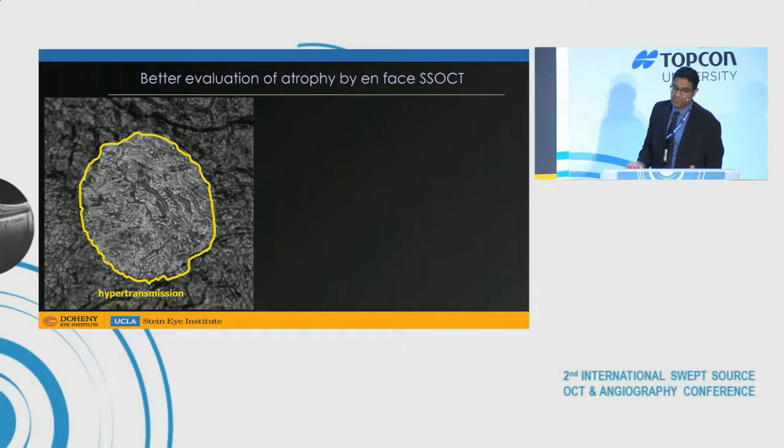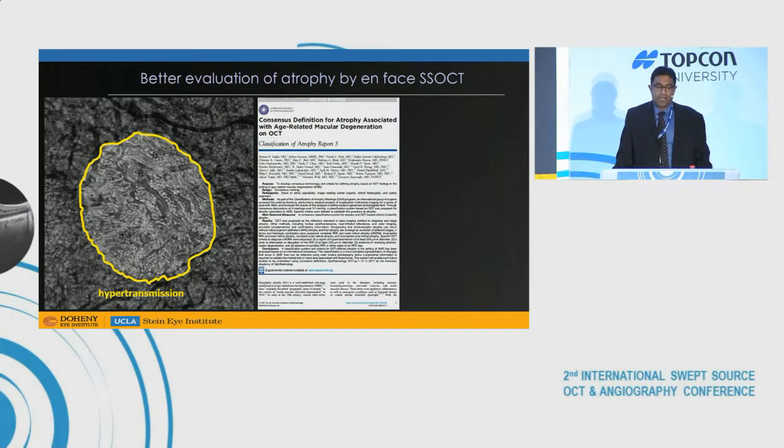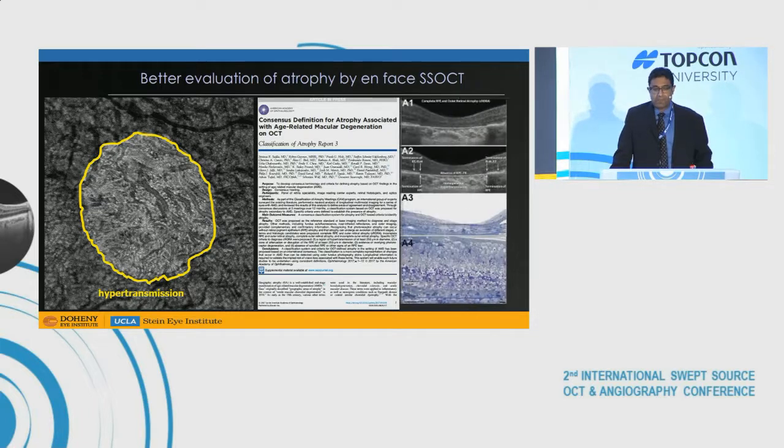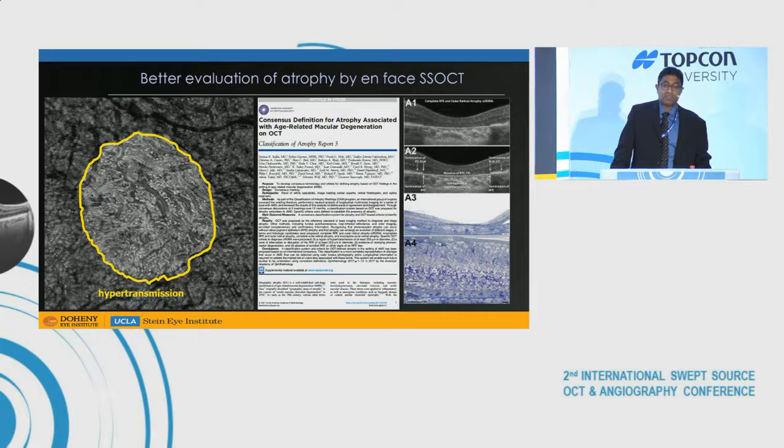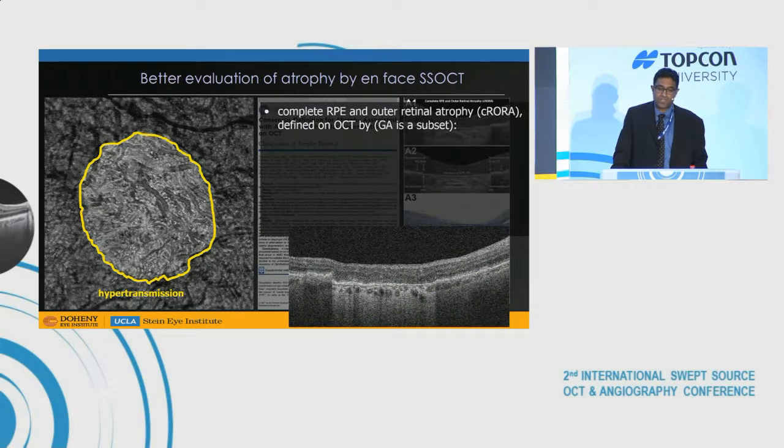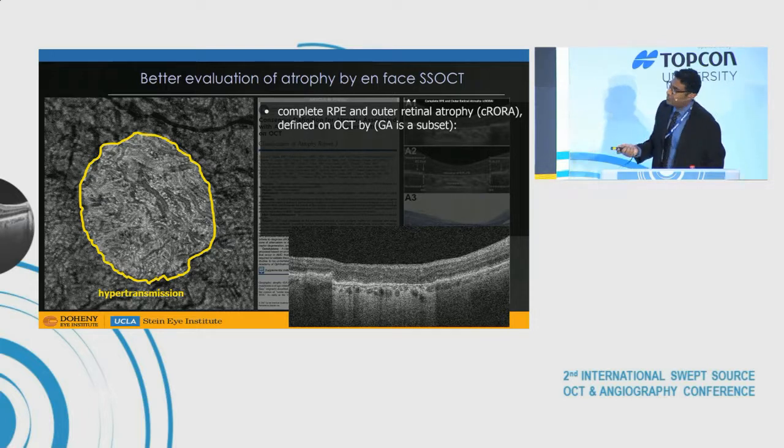We call this hypertransmission. And recently, the CAM group, which Ramin and Rick and others are part of, published the criteria for recognizing atrophy in OCT images, because we didn't have a definition. We had color and fundus autofluorescence definitions, but we didn't have an ability to recognize this consistently. So we defined this entity, complete RPE and outer retinal atrophy, which includes atrophy associated with CNV, but also GA, which is a subset of this.